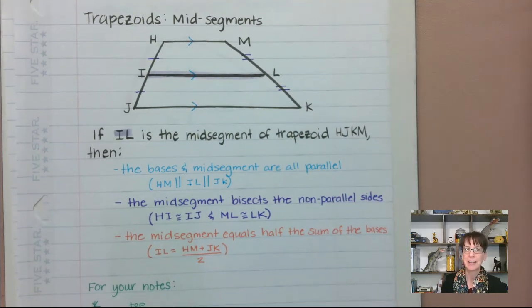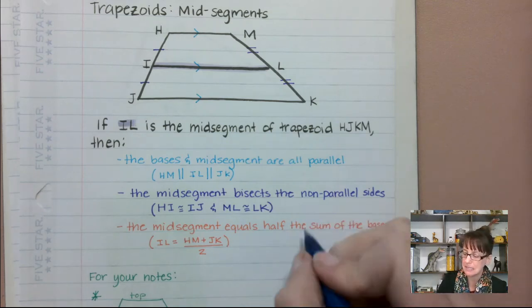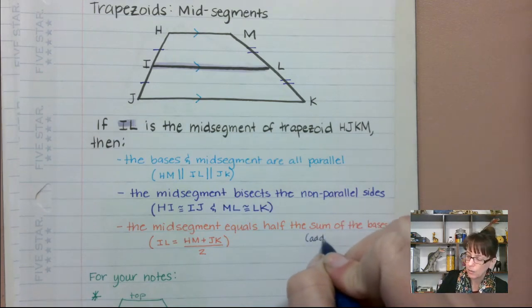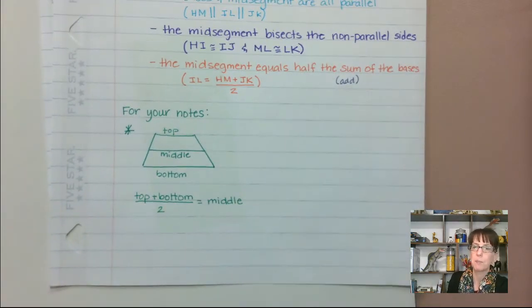The next important part of this is the midsegment equals half the sum of the bases. Remember, sum means addition. So if we add the bases together and divide by 2, that's going to give us our midsegment. So for your notes, this is a more abbreviated version that you can write down. If we take the top plus the bottom and add those together and then divide by 2, we get the middle, or our midsegment.